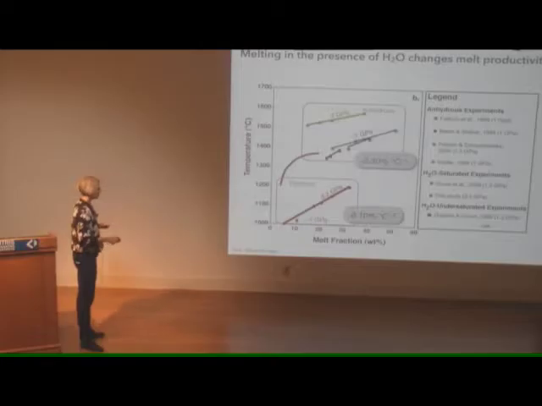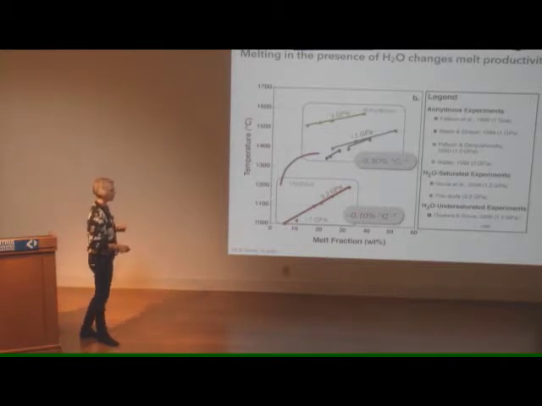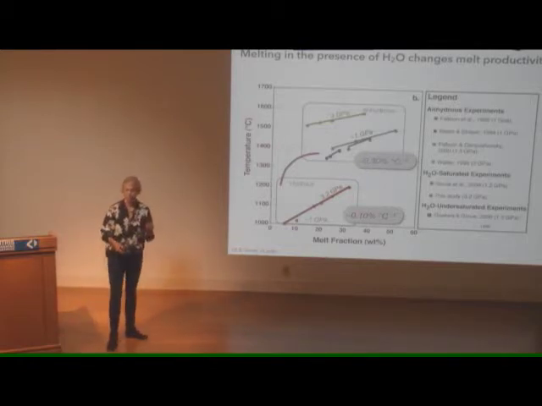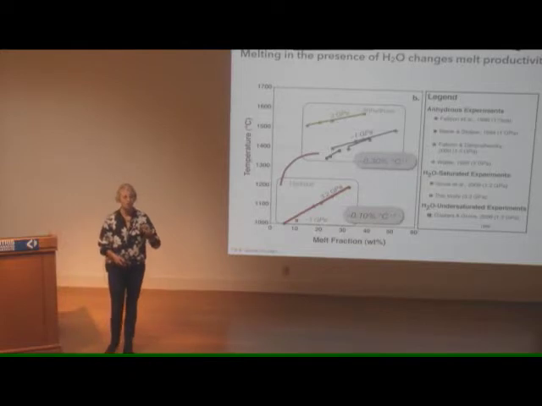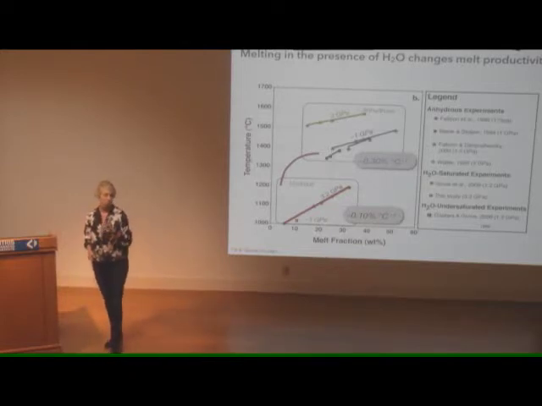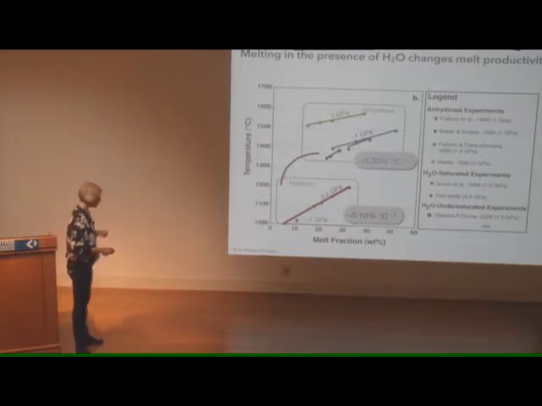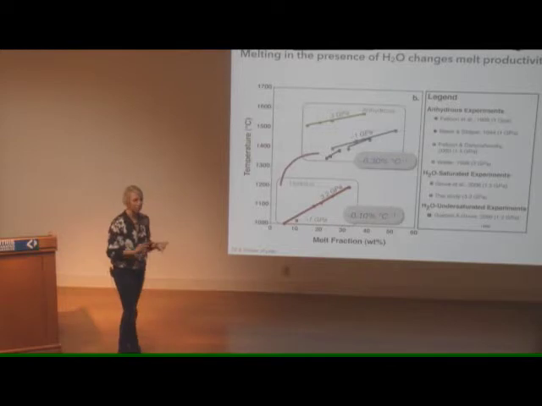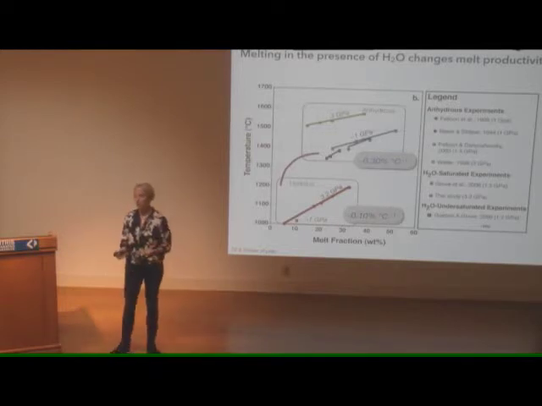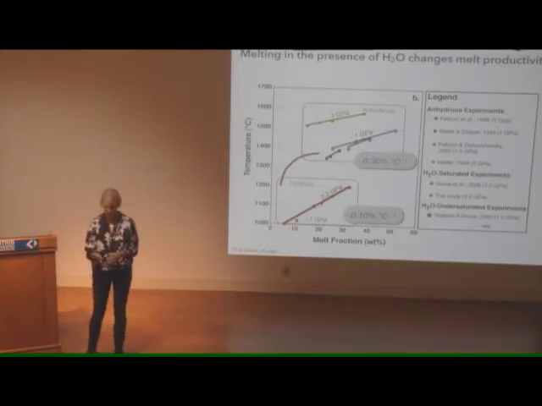Now with hydrous experiments, we see a much lower melt productivity, about one third. You generate 0.1% melt for every degree C that you raise the temperature. And so you change the temperature of melting, you change the composition of melting, and you also change the amount of melt generated when you add water to the mantle.